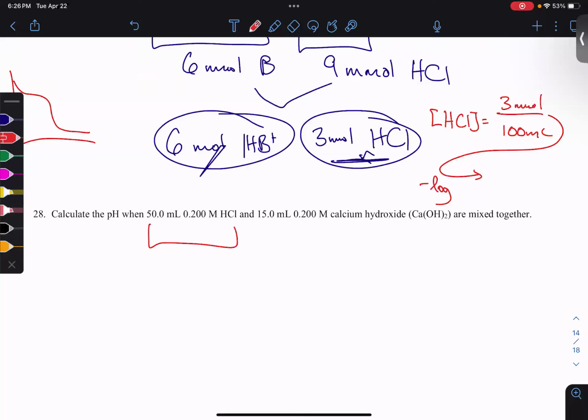So how much HCl is here? Is that 10? 10 millimoles of HCl. And then what is this? No, it's not 10, is it? What is it? 8? What?